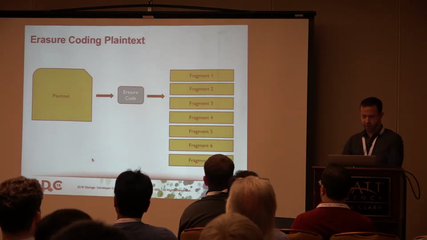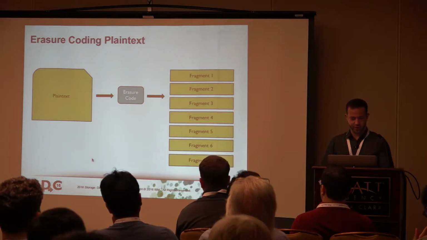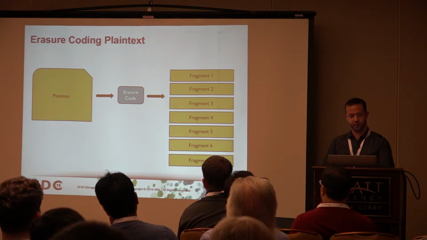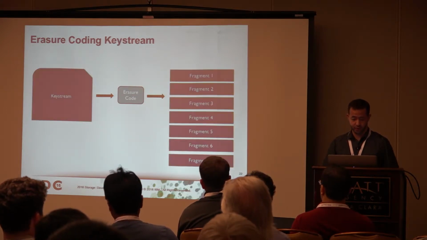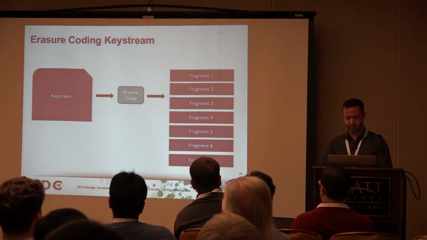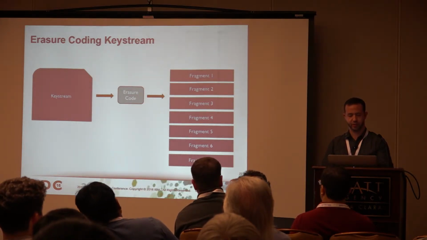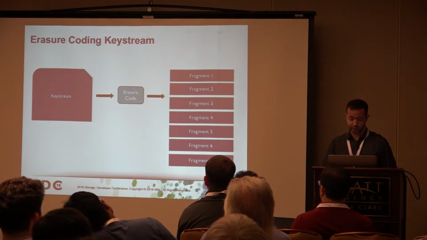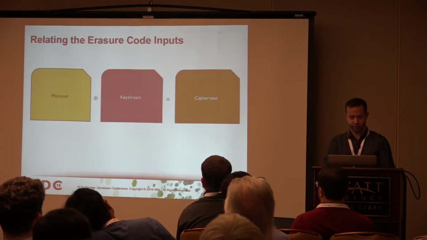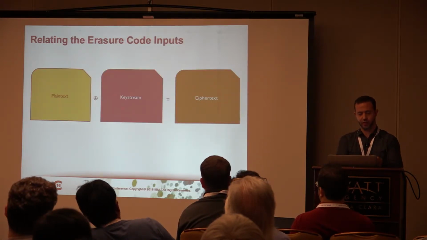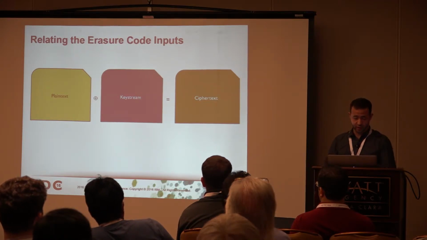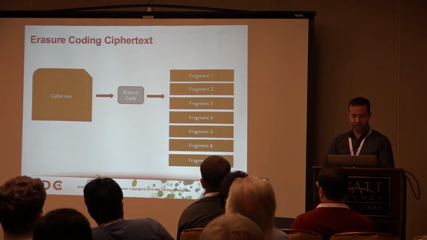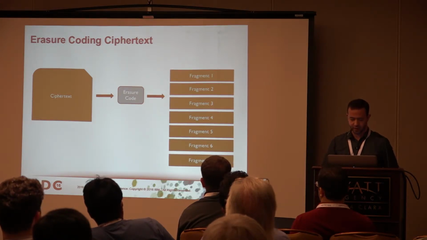So to demonstrate all this, let's say these are the fragments we would get if we erasure code the plain text. So the plain text is yellow. Here we'll see the results if we erasure code the key stream. So the key stream is in blue. And remember, this is the relation that holds. The plain text XORed with the key stream equals the ciphertext. If we were to erasure code the ciphertext, so this is in green, we'll get this set of fragments.